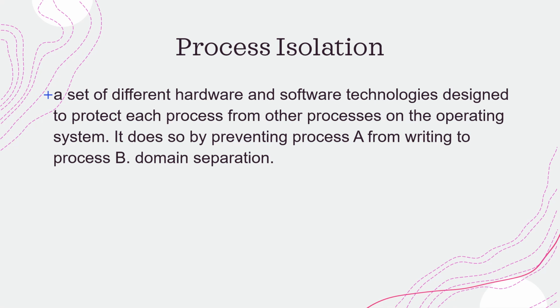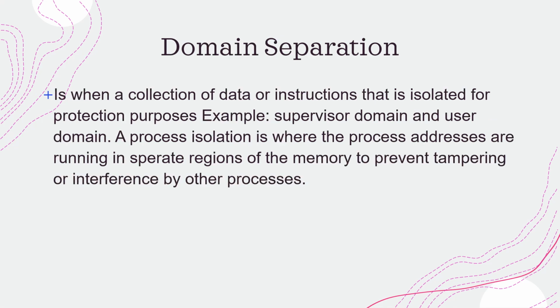Process isolation: a set of different hardware and domain separation is when a collection of data or instructions is isolated for protection purposes. Example: supervisor domain and user domain. Process isolation is where the process addresses are running in separate regions of the memory to prevent tampering or interference by other processes.